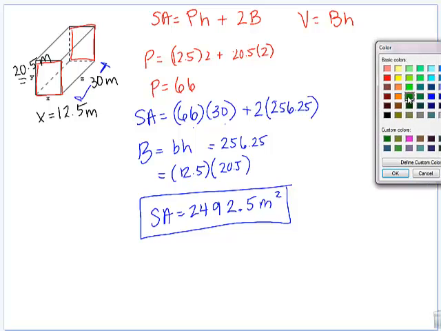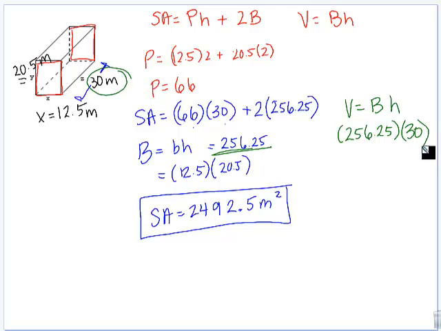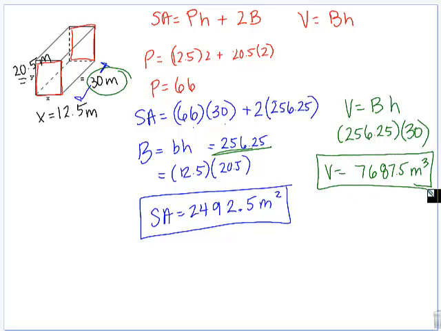Next up is volume. The volume is the area of the base times the height. Well, we already found the area of the base right here. So we have 256.25 times the height we already decided was 30. So we're going to times that by 30. So when we take 256.25 and we multiply it by 30, we get a volume of 7,687.5 meters cubed. So that's how we would find the volume of that rectangular prism.